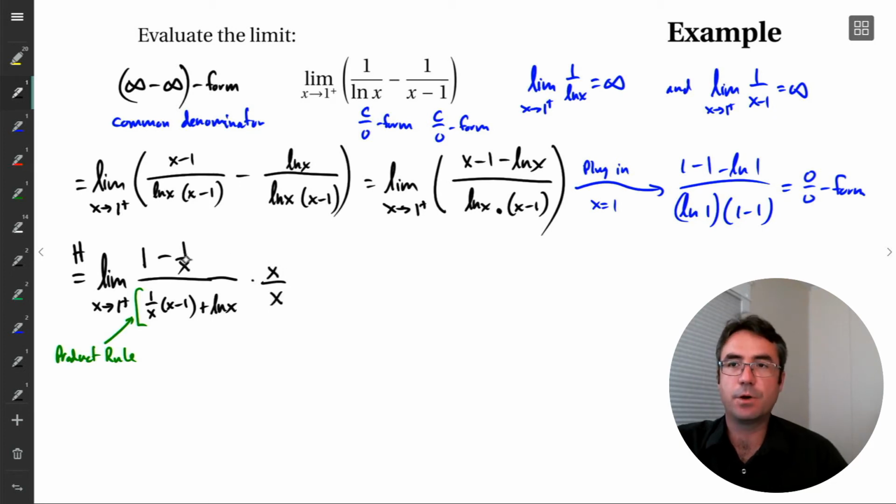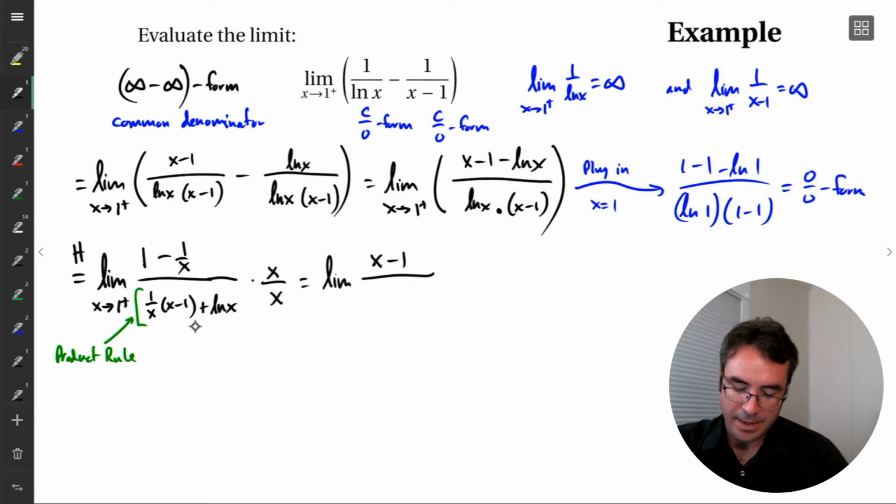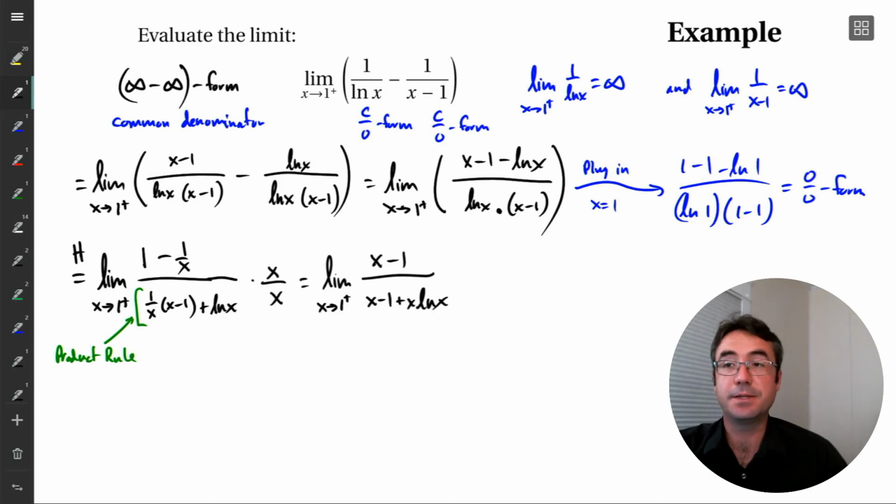So I might try multiplying. I want to get rid of this 1 over x. So what could I do? Multiply the top by x. And I can't just do that free of charge. I have to also do that to the denominator then. So I'm going to multiply this whole denominator by x. So when I do that, I get x minus 1 on the top, and then I get an x minus 1 plus x times natural log x on the bottom. And we're doing the limit as x goes to 1 from the right.